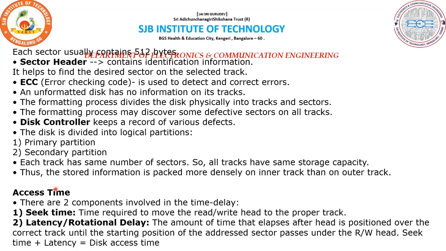An unformatted disk has no information on its tracks. The formatting process divides the disk physically into tracks and sectors. The formatting process may discover some defective sectors on some tracks, so the disk controller keeps a record of the various defects. The disk is divided into logical partitions: one is known as the primary partition and the other as the secondary partition.